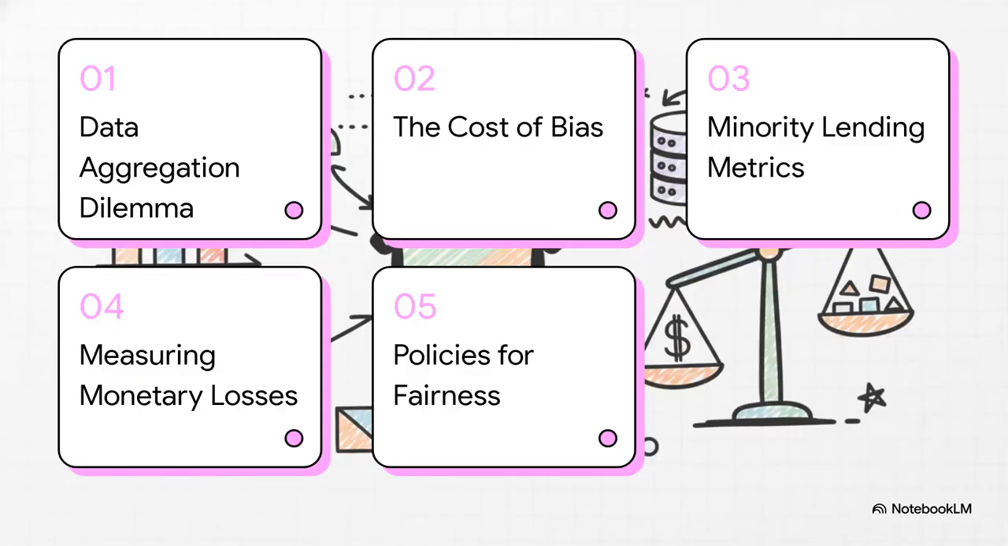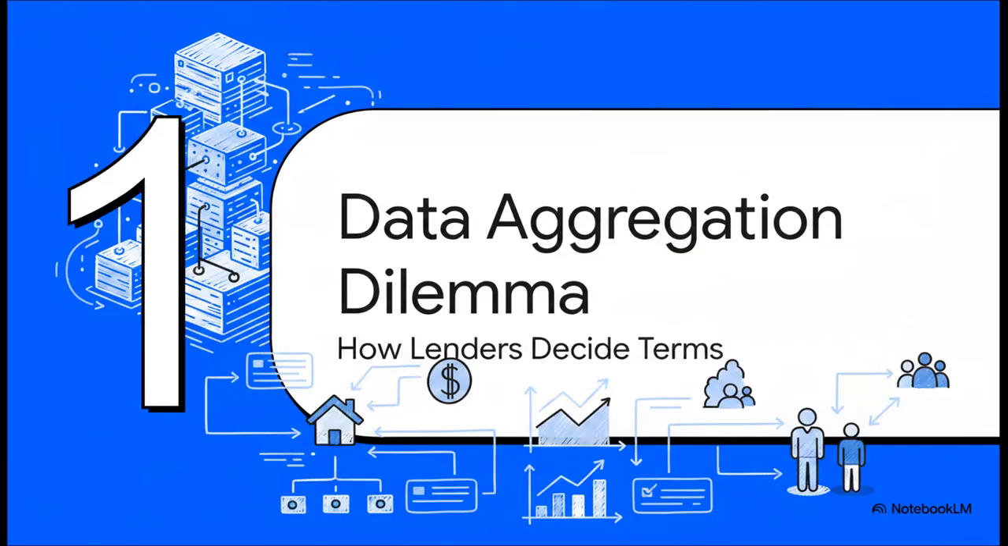So, here's our roadmap for the explainer today. We'll start with 1, the data aggregation dilemma. Then 2, the cost of bias. 3, tracking minority lending metrics. 4, measuring monetary losses. And finally, 5, policies to ensure fairness. Let's get into it. Section 1, the data aggregation dilemma.